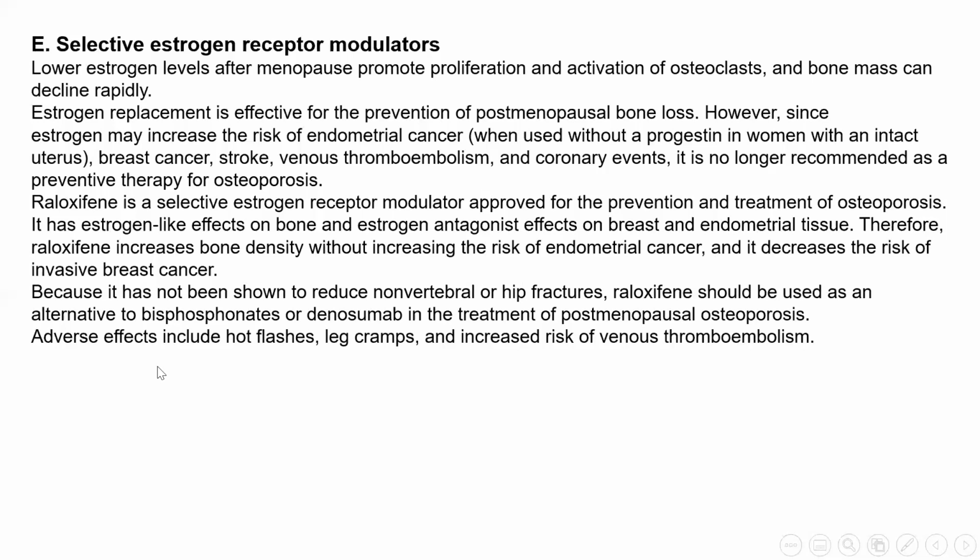Because it has not been shown that this drug could reduce non-vertebral or hip fractures, raloxifene should be used as an alternative therapy. Still, we have the first-line treatments for osteoporosis, bisphosphonates and monoclonal antibody. Adverse effects are similar to the other estrogen side effects such as hot flashes, leg cramps, and an increased risk of venous thromboembolism.